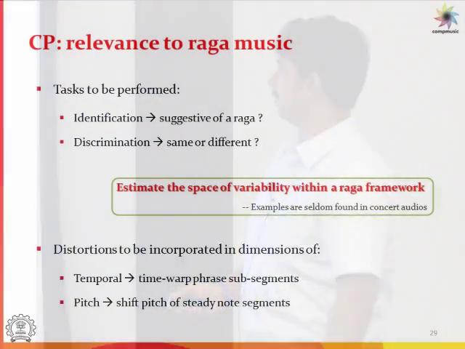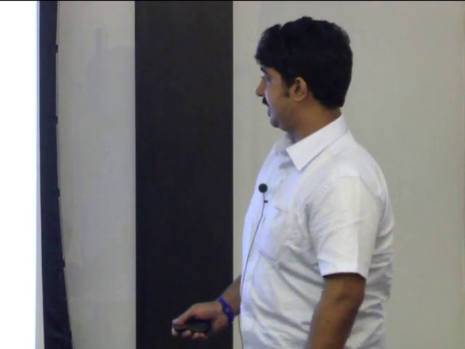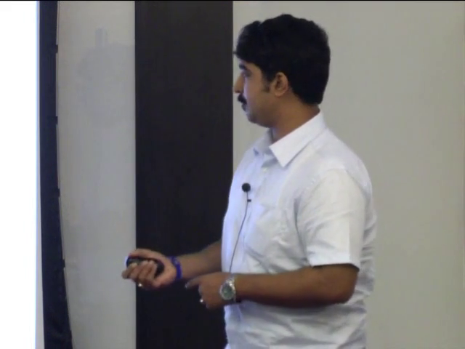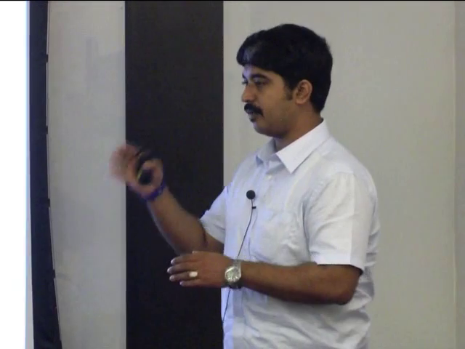So how to draw a parallel to Indian music? The identification task can be posed as follows: given a phrase, is this suggestive of a raga? Can they identify it? Or discrimination: given a pair of phrases, are they the same or different? Can they discriminate between them? And here it's a kind of reverse-engineered way to find the space of variability, because we don't have the answer from the concert instances or from the musicians. If we have the boundary that after incorporating distortions to a certain extent they are not perceived as the same, that can be estimated as the boundary of that variation space. So that was the motivation.